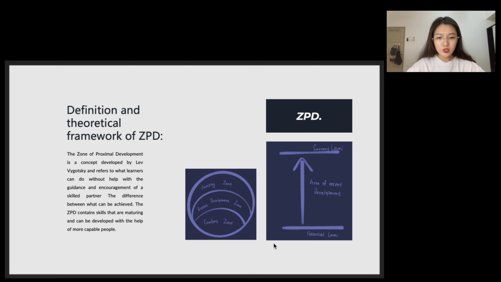And the position of ZPD in the level of personal learning development can be referred to in the picture given on the right. The position of ZPD is between the potential level and the current level. When people are at the current level, they belong to the comfort zone, and the potential level is for learners in the anxiety zone.